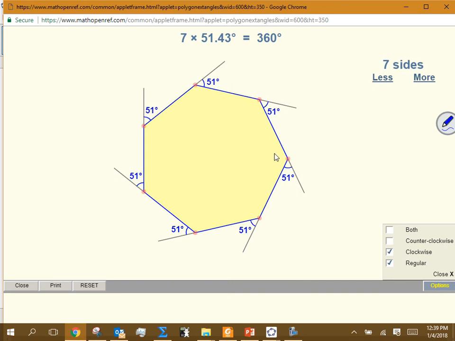Okay? If that's, let's just say, 129, that's got to be 51, right? If that's 129, that's going to be 51, right? So in a regular polygon, the exterior angles are all the same as well. Okay? You take 360 divided by however many exterior angles you have, and that gives you one exterior angle measurement.